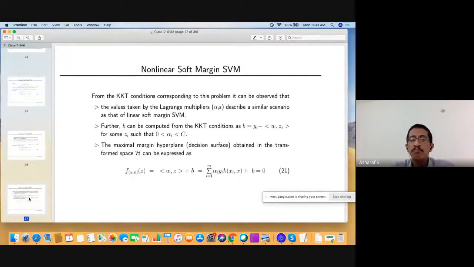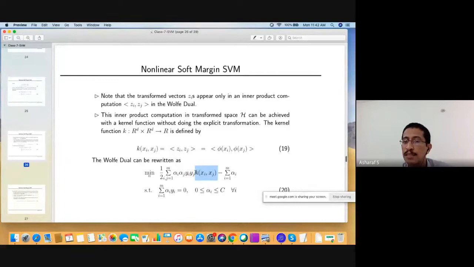All right. Once you have that, you can go to the KKT conditions, which are very similar to the soft margin case. The Lagrangian multipliers alpha i will have three cases primarily: alpha i can be C, alpha i can be 0, and alpha i can sit between 0 and C. Very similar conditions exist as in the soft margin SVM, and there is no difference. The only difference is in the Wolfe dual form: instead of zi dot zj, we'll have k of xi, xj.